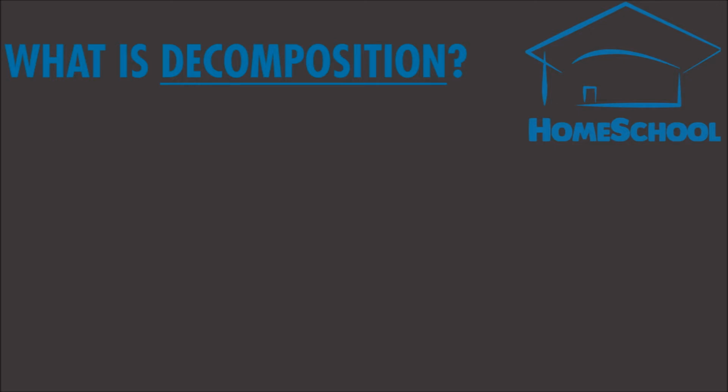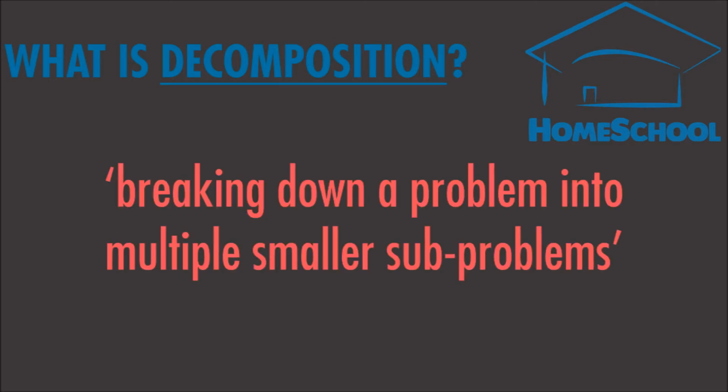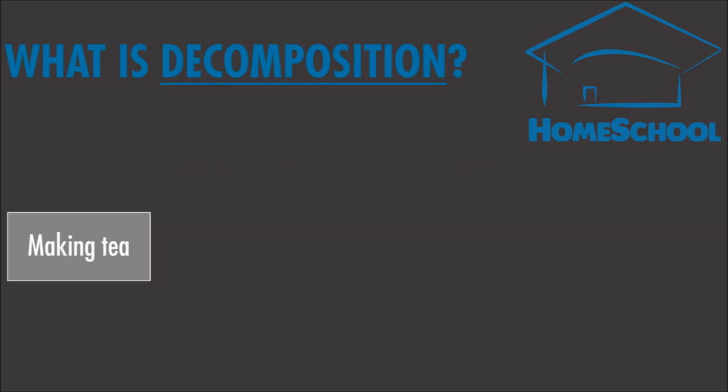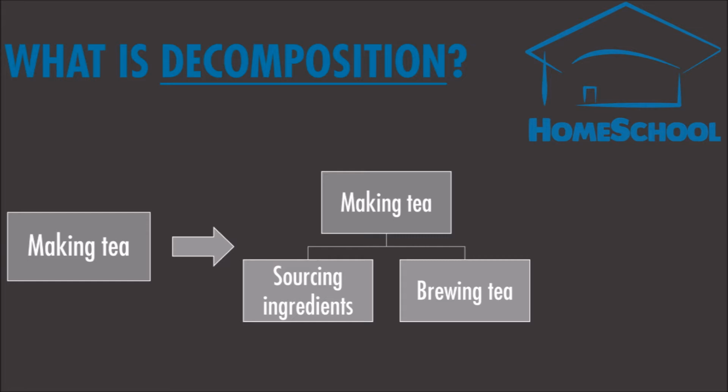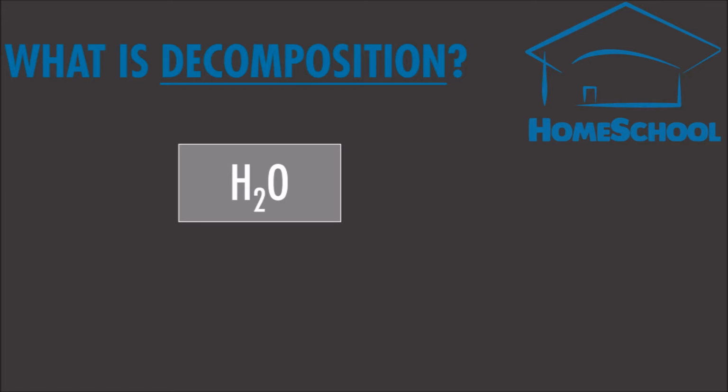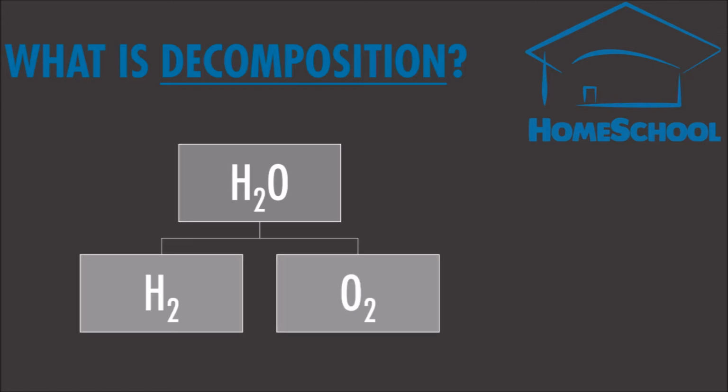What is decomposition? Breaking down a problem into multiple smaller problems. For example, in the process of making tea, the process could be split down into fetching ingredients and then mixing them to make the tea. This is an example of decomposition. Think of it like decomposition of an object, where the object is broken down into smaller parts, for example the decomposition of water into hydrogen and oxygen.